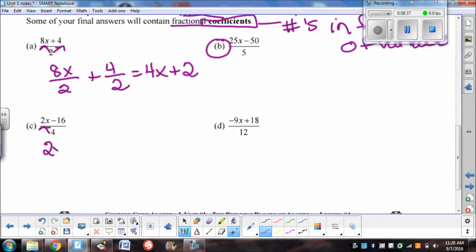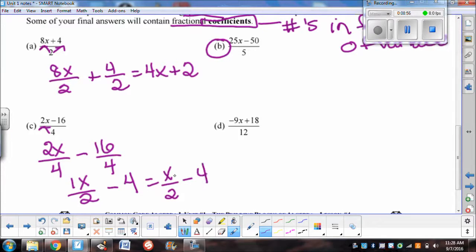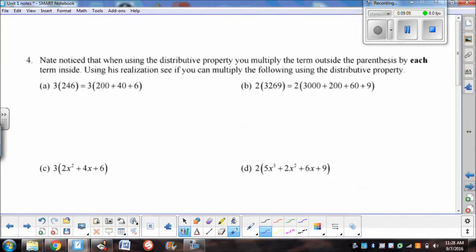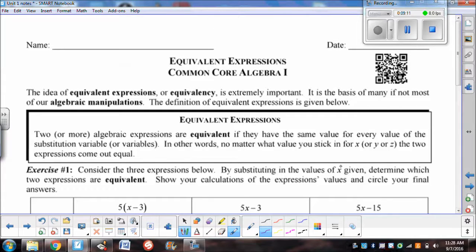Again, 2x divided by 4 minus 16 divided by 4. Simplify your fraction. So that becomes 1/2 x minus 4. Fractional coefficient, 1/2, that's still acceptable. You also could write that as x divided by 2 minus 4. That 1 that's not written there, it's understood that it's there. You're going to do D. And then if you would skip over, so bypass the homework because we're going to do that in class, and skip over to the next lesson, lesson 5, let's talk about some equivalent expressions.